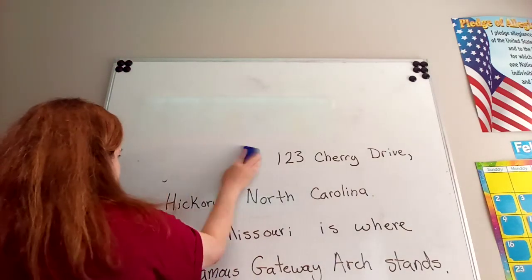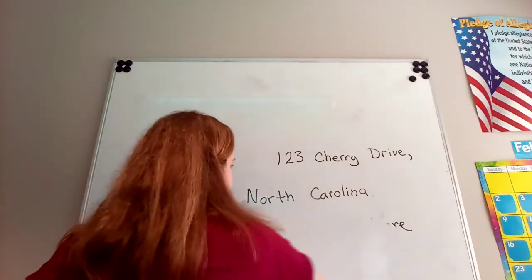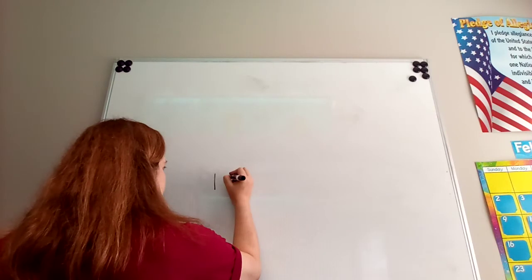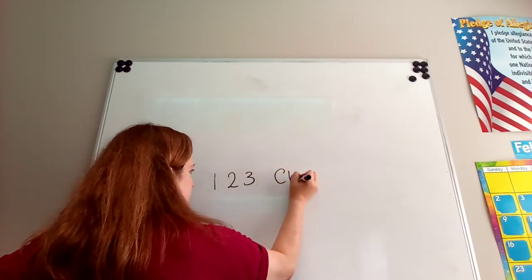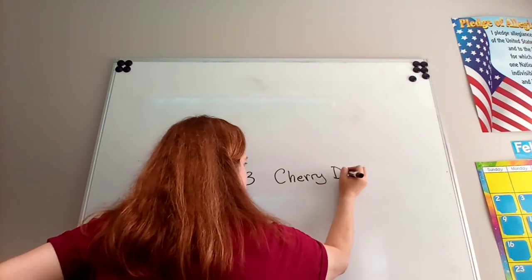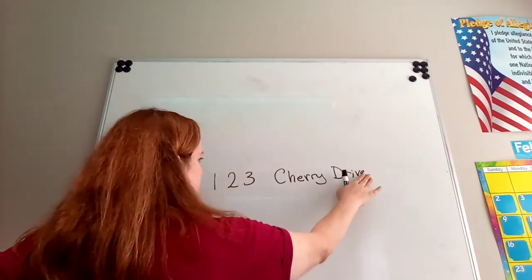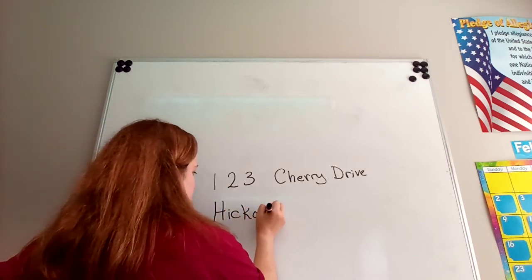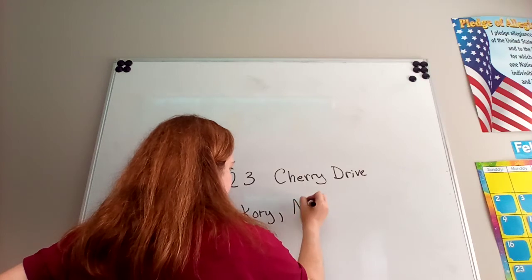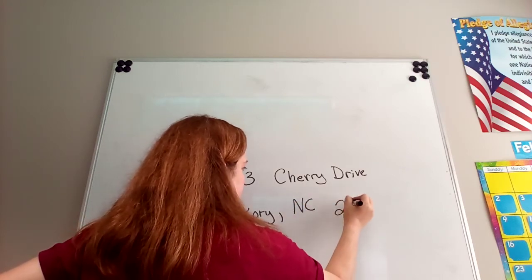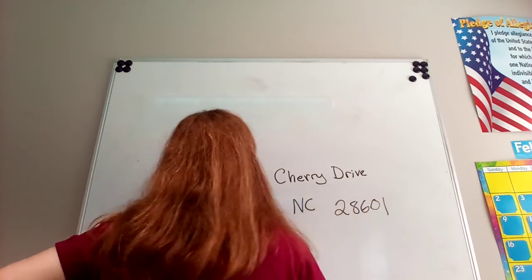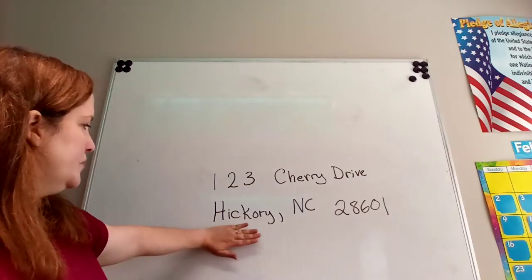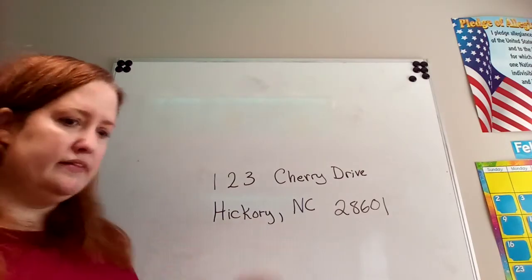So if we didn't write it in a sentence, and we just wrote the address, 123 Cherry Drive, we wouldn't put a comma here. We would put Hickory, comma, North Carolina, and then 28601. So that's how it would be on an envelope, and we'll talk about that later. So you always separate the city and the state.